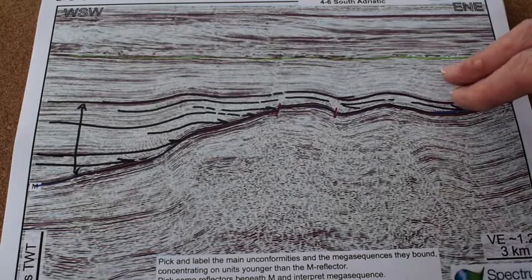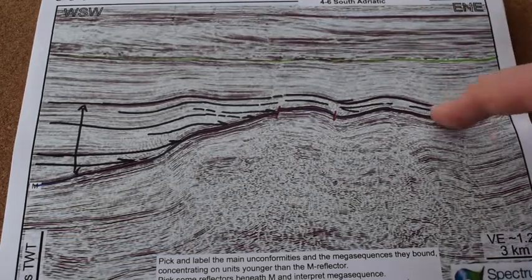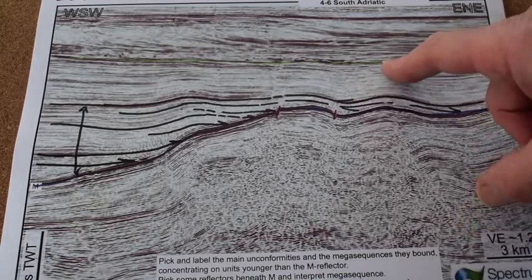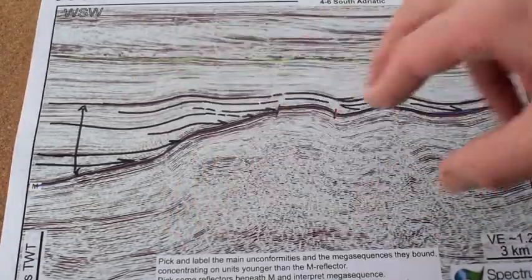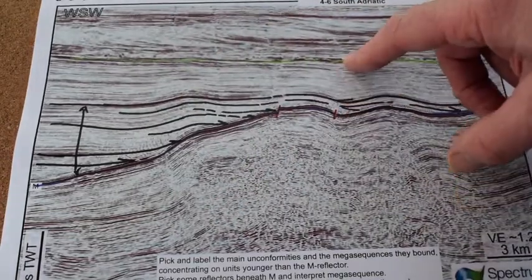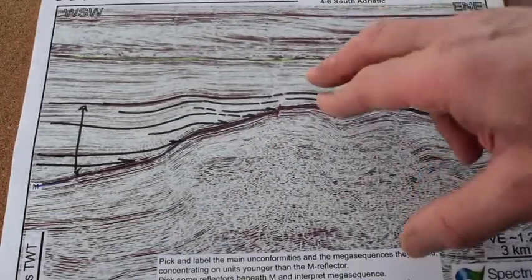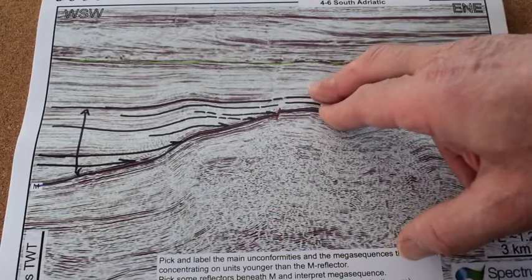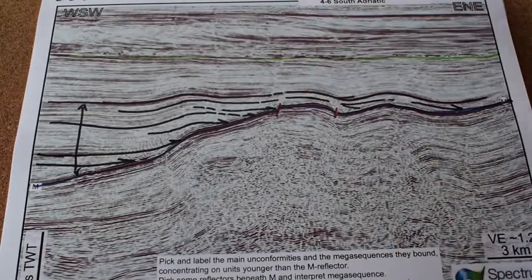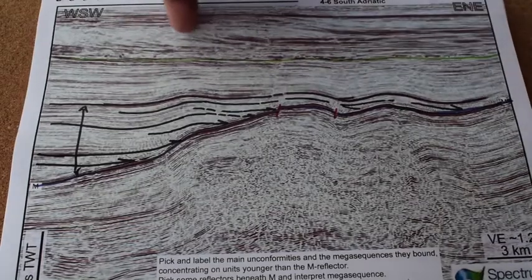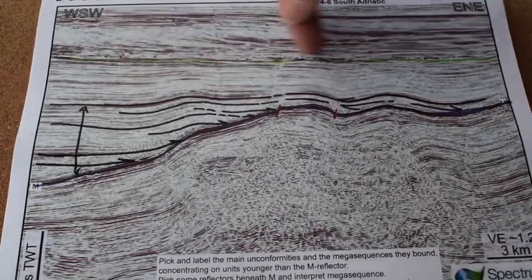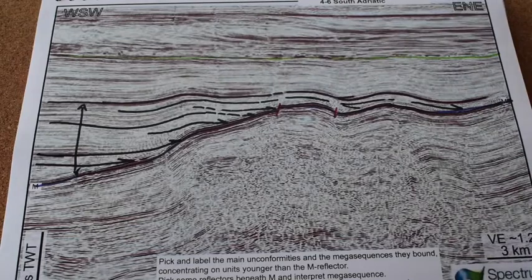Okay, so this package in here, where the lower horizon, the brown, is folded and the green is not, is clearly a growth succession where the strata are being deposited as the fold was growing. Well, we'll have a look at that in a minute. Let's move now to the shallow part of the section, where the rocks are undeformed, but they're still not horizontal. And we'll just look at this part of the section next.